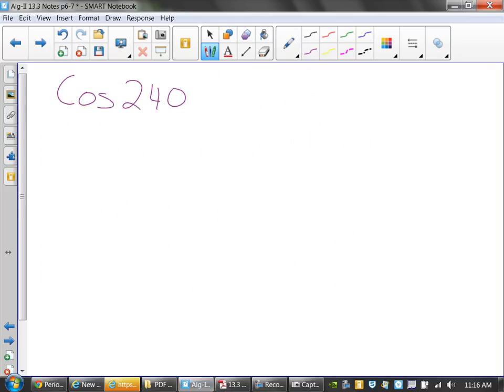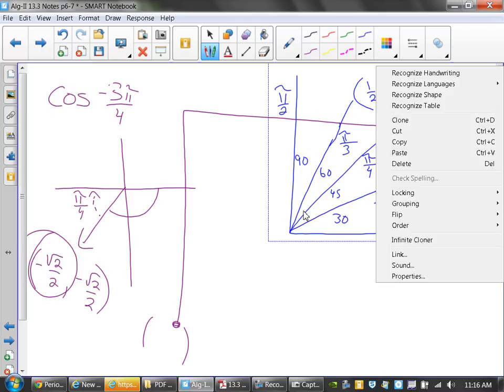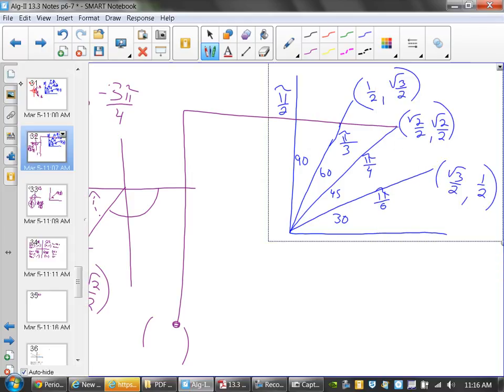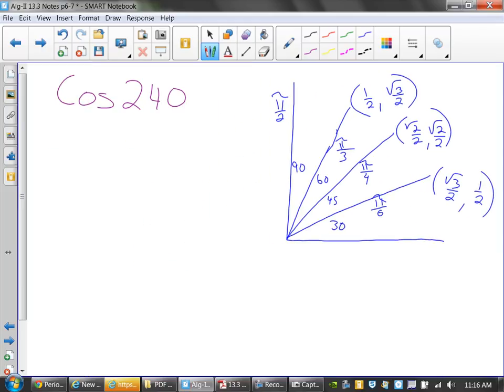Cosine of 240. If I want to do the cosine of 240 degrees, I need to first of all grab my unit circle. Where's 240 go? Third quadrant, very good. Come around past 180. 240 is how many degrees past 180? 60. Therefore, what is its reference angle? 60. Very good.